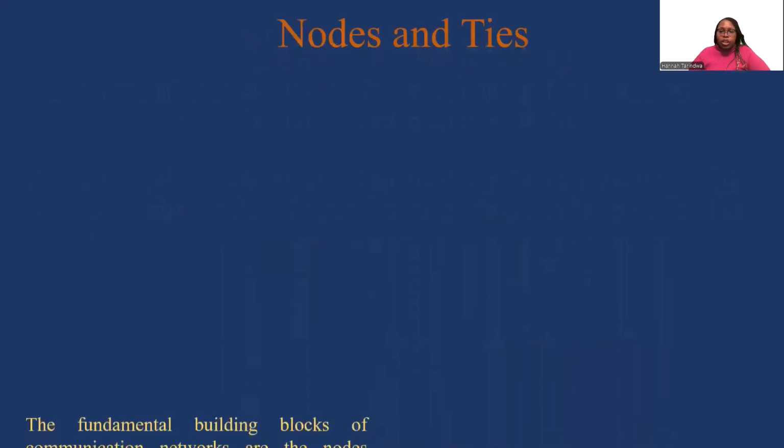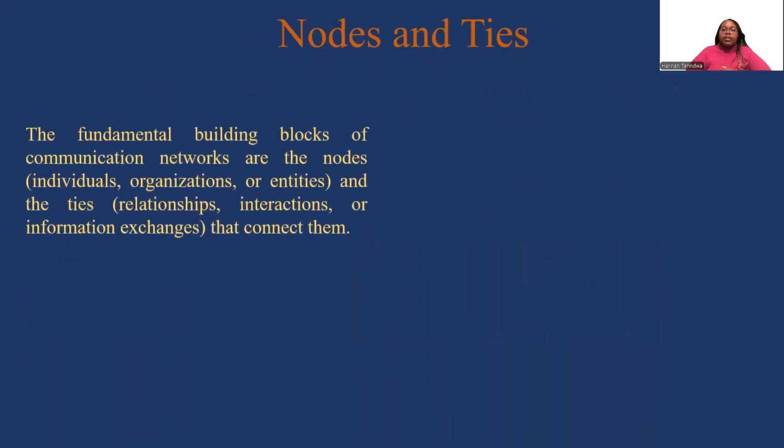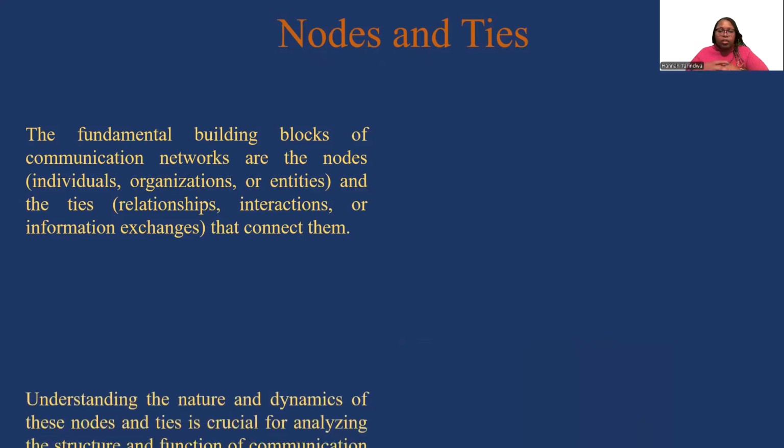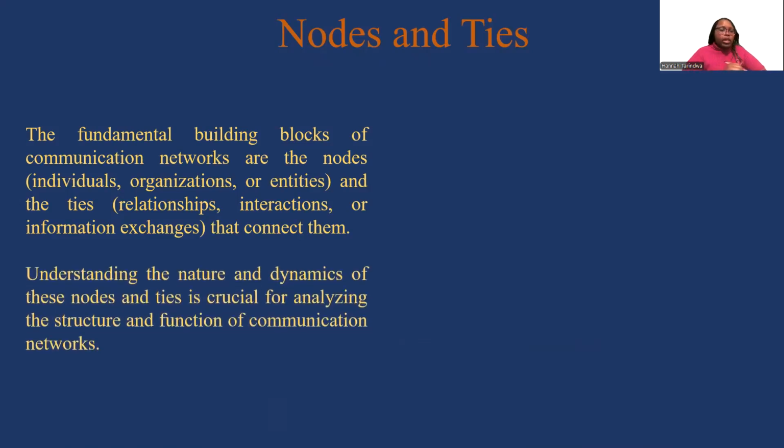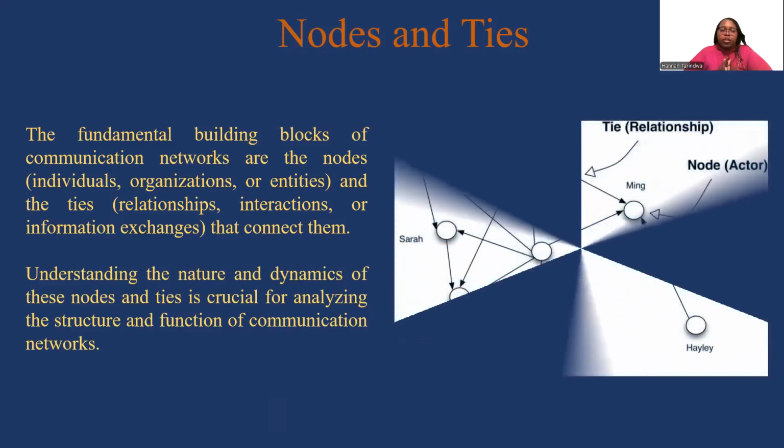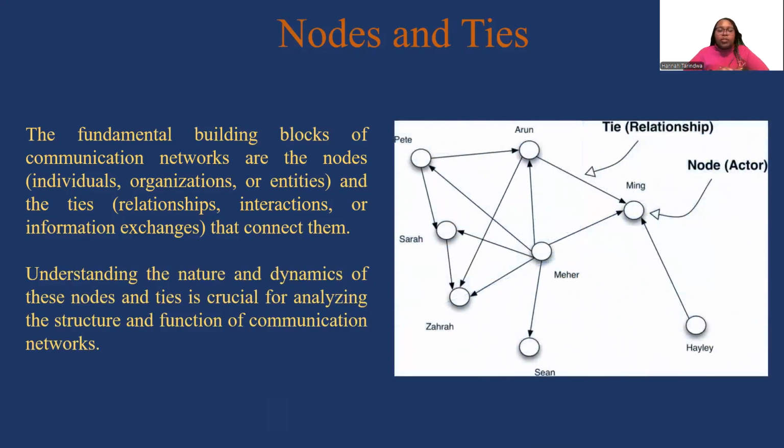Then there are nodes and ties when it comes to communication networks. The fundamental building blocks of communication networks are what we call nodes and ties. So nodes are the people, the individuals, the organizations, or the entities that are within the network. And then the ties, as you'll see from the picture I'm going to show just now, are the relationships, the interactions, or information exchanges that connect them. It's important to understand the nature and dynamics of these nodes and ties because they can change, and it's crucial for analyzing the structure and function of communication networks.